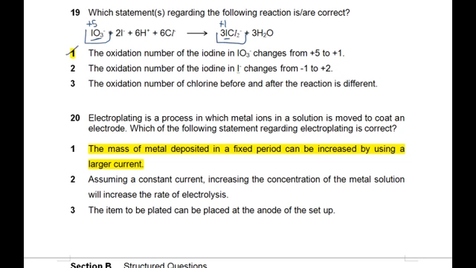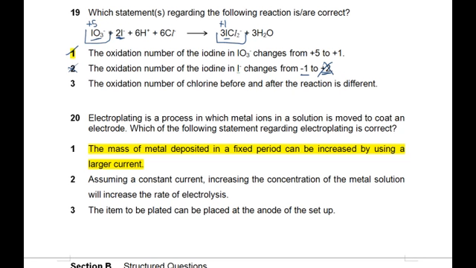Statement 1 is correct. Oxidation number of iodine in I minus changes from -1 to +2. Okay, the -1 is correct. Iodine here is -1, but after the reaction, it has an oxidation number of +1, not +2. So this is wrong. 2 is wrong.